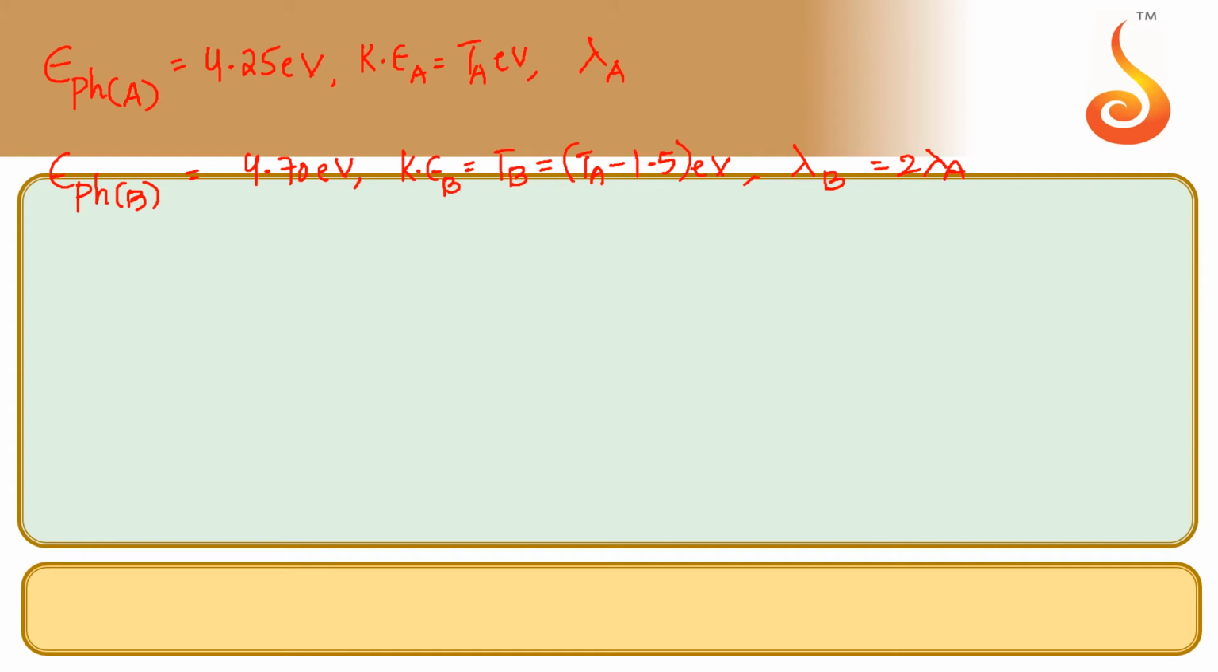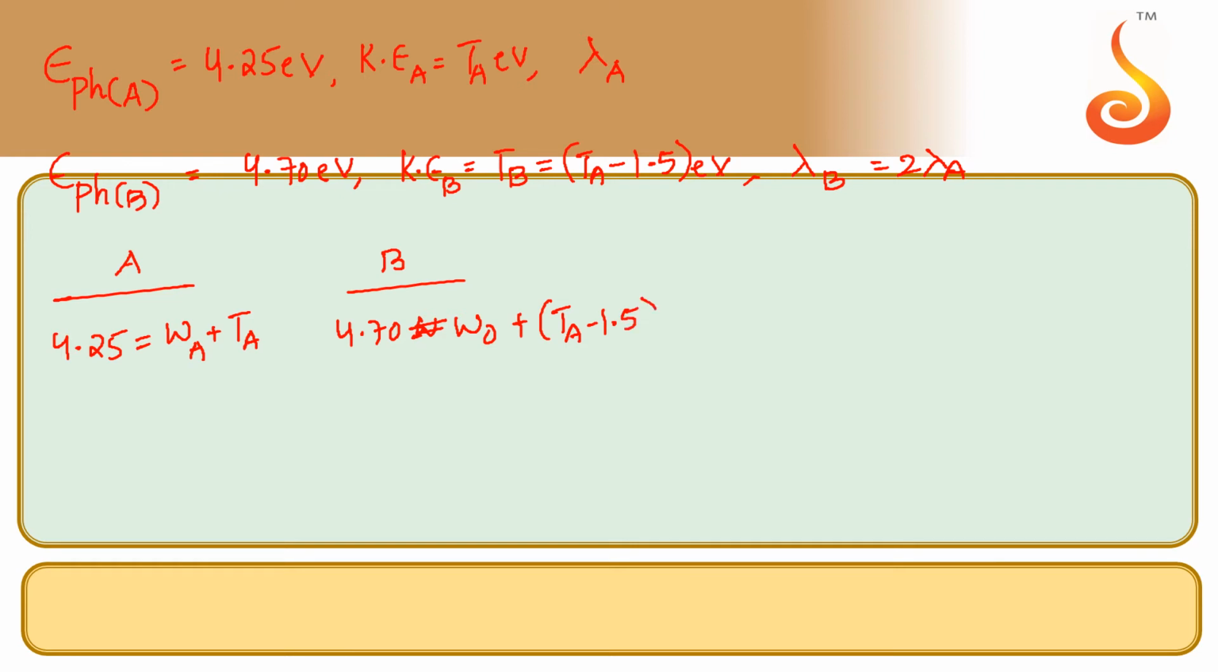So for A, 4.25 is equal to the work function of A plus the kinetic energy of A, which is nothing but Ta. And for B, 4.70 is equal to the work function of B plus the kinetic energy of B, which is nothing but Ta minus 1.5. And we also know lambda B is equal to 2 times lambda A.